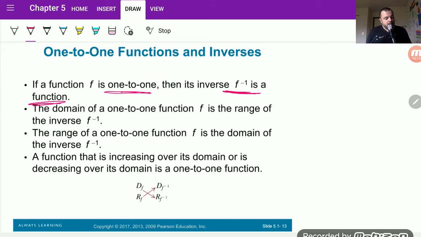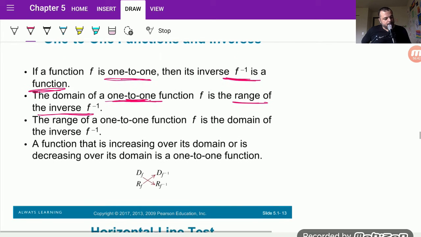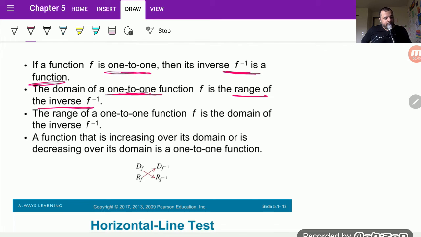If the domain of the one-to-one function f is the range of the inverse. So the domain of the one-to-one function is the range of the inverse. And the range of the one-to-one function is the domain of the inverse. Okay? The last one: a function that is increasing over its domain or decreasing over its domain is always a one-to-one function. If you have a function that is increasing all the time, it is one-to-one because it passes the horizontal line test.